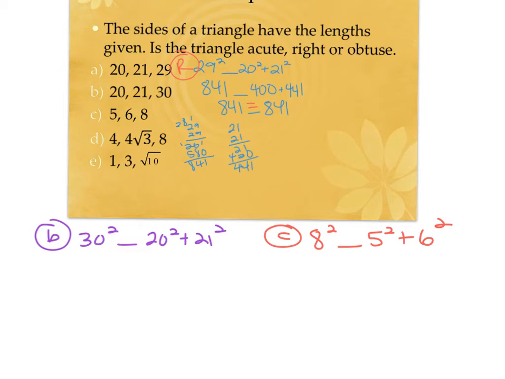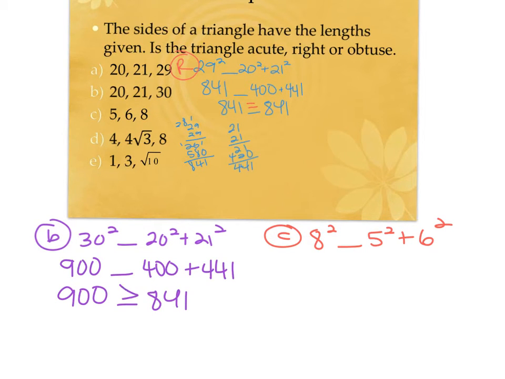All right, so B is 30 squared has what relationship to 20 squared plus 21 squared? 30 squared is 900, 20 squared is 400, 21 squared we already found out was 441. So what relationship does 900 have to 841? It's greater than this, which means obtuse.